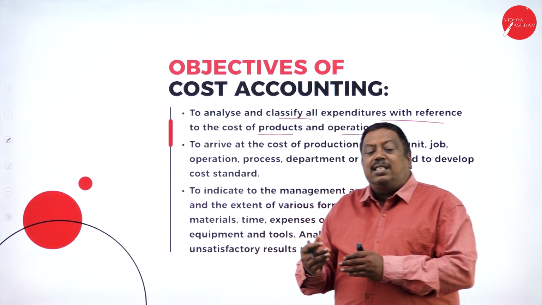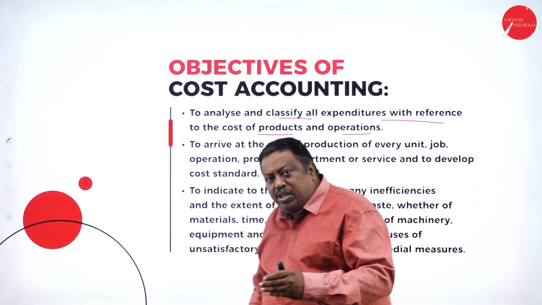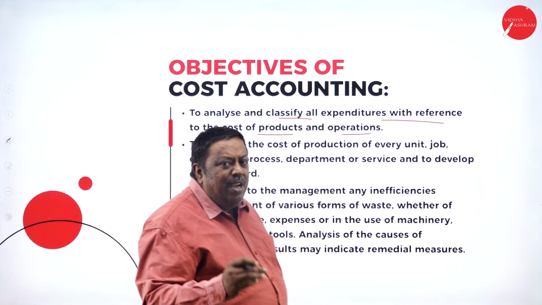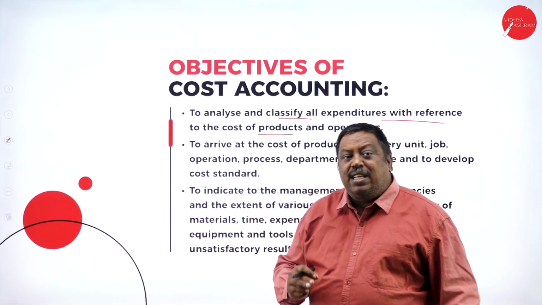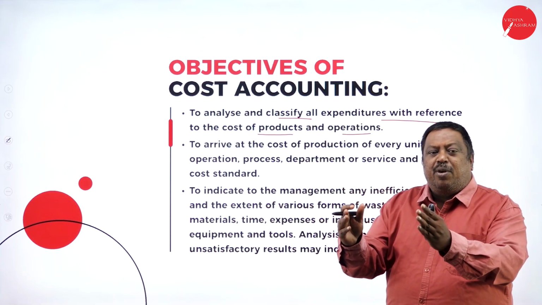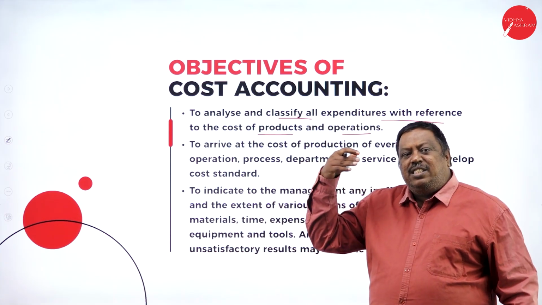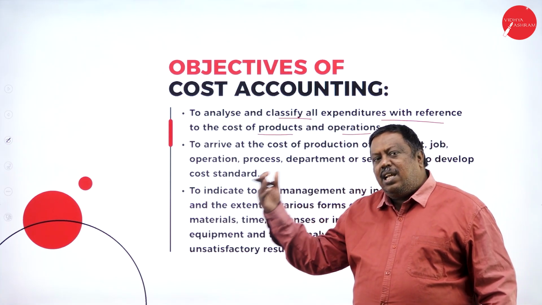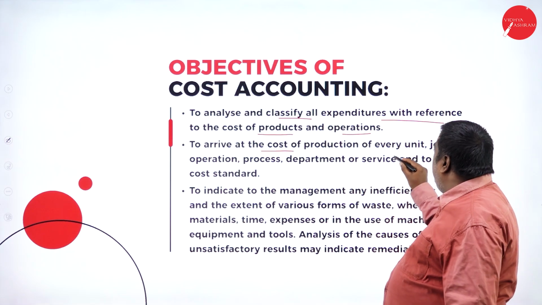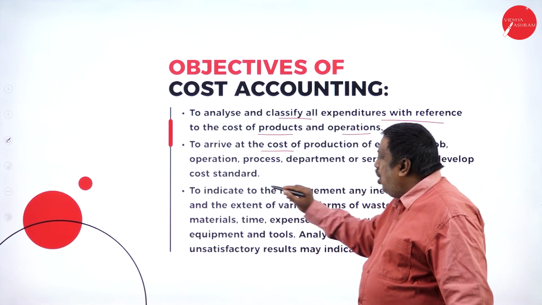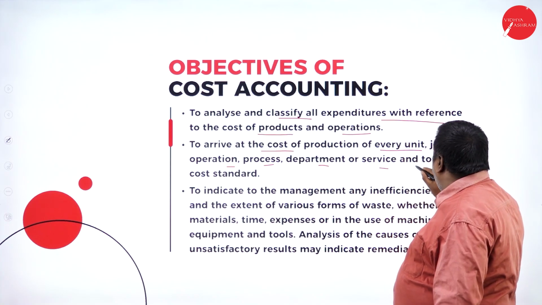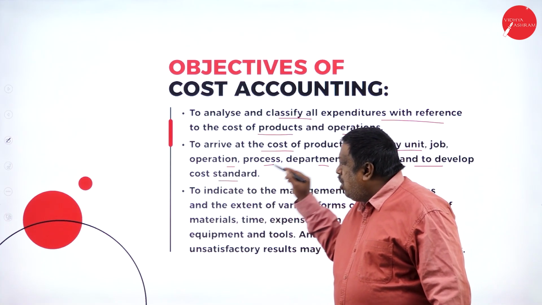Either directly it is involved in the process of conversion, or indirectly it is involved. We have to take both direct as well as indirect. Then we finalize this is the cost of the product, and then we fix the profit margin and the selling price of a product, to arrive at the cost of production of every unit, job, operation, process, department or service, and to develop cost standards.